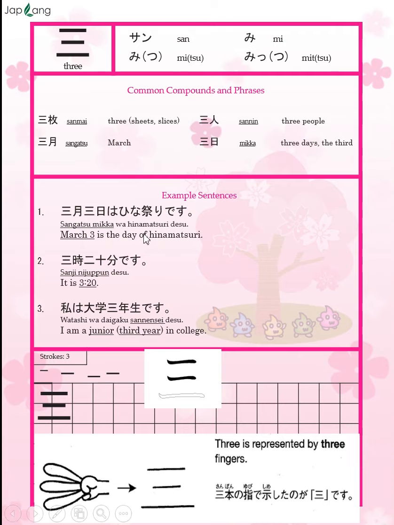Sangatsu mikka wa Hinamatsuri desu. March 3rd is the day of the Hinamatsuri. Or sanji nijuppun desu. It is now 3 o'clock 20 minutes. Probably we'll have the class at 3:30 now, right? So probably 10 minutes before, I'm just making this video. Alright, and then watashi wa daigaku san nensei desu. I'm a 3rd year student.